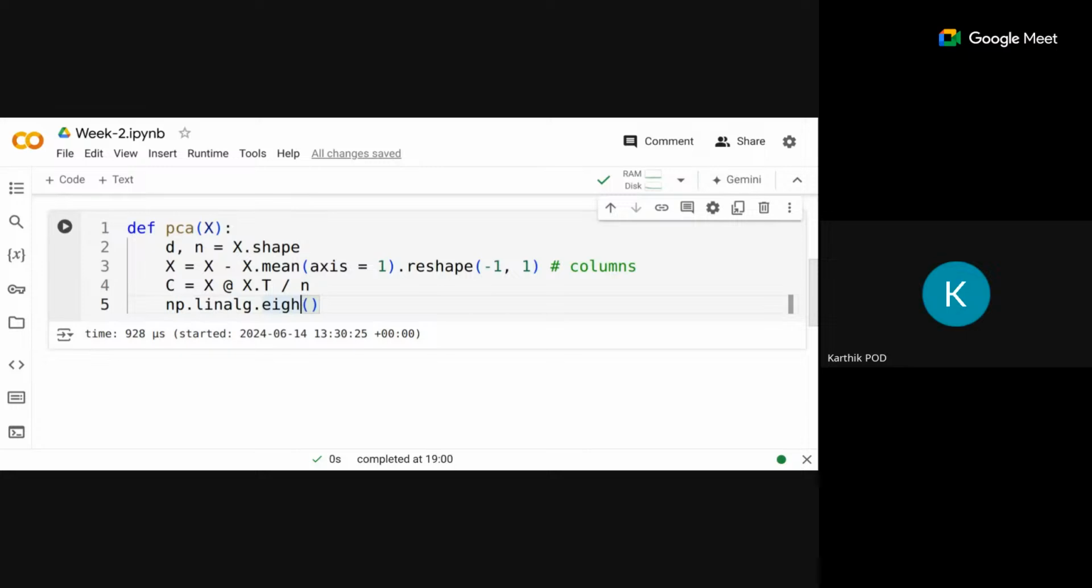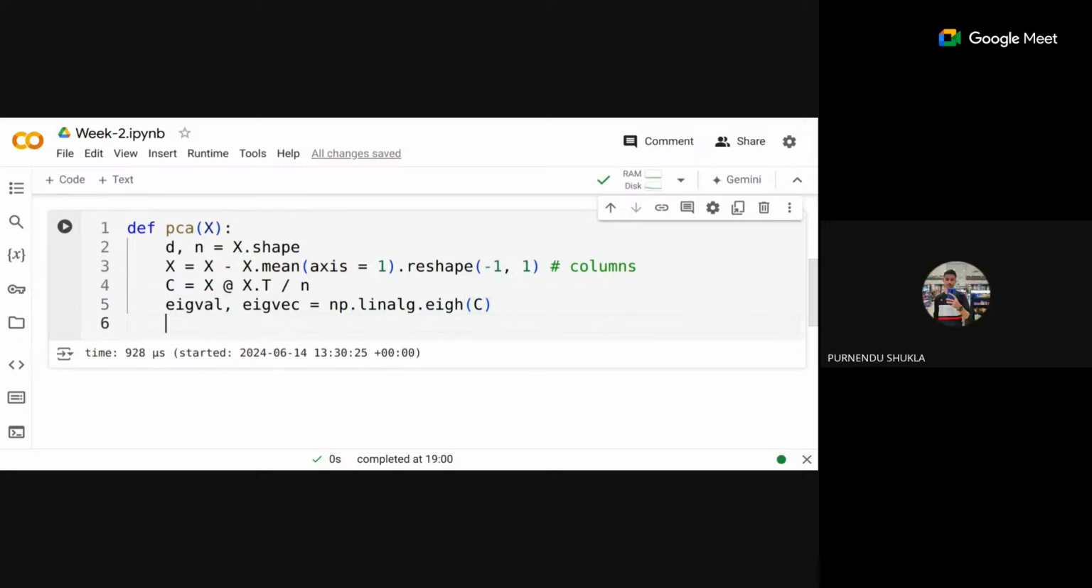For the others, those who have not done MLF, this is just something to get us the eigenvalue and eigenvector pairs. These both come in pairs whenever we do this. So you'll get eigenvalues and eigenvectors. What NumPy does is it returns them in ascending order of eigenvalues, so I need to flip the whole thing.